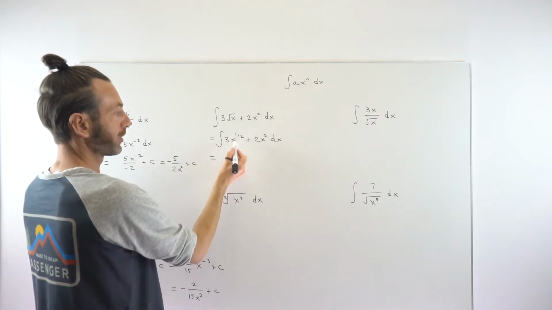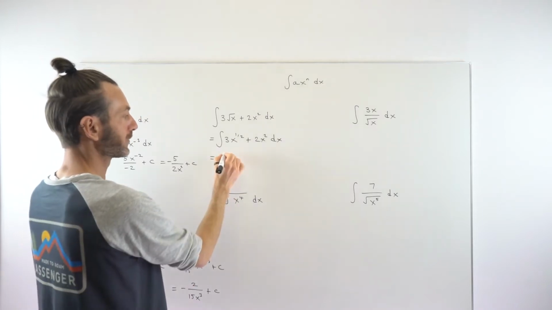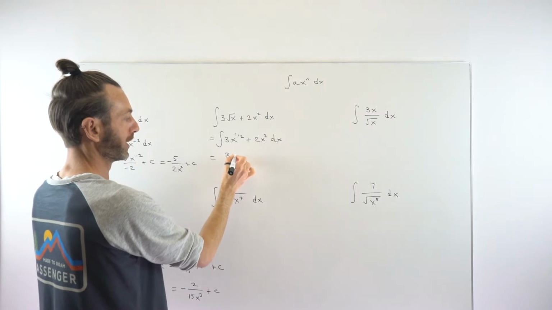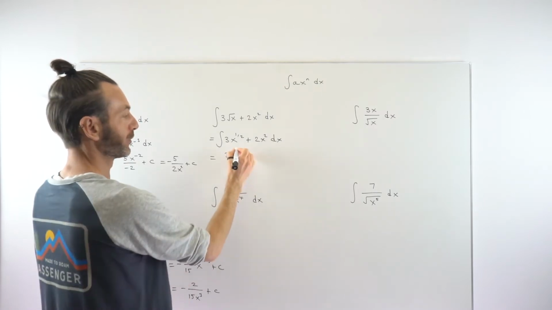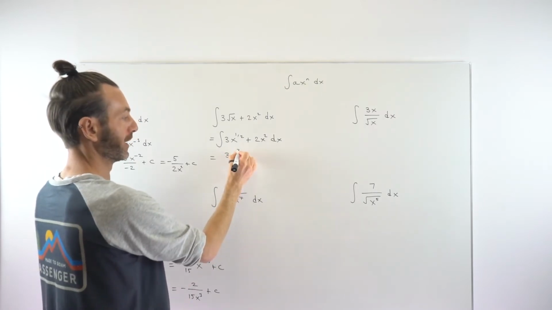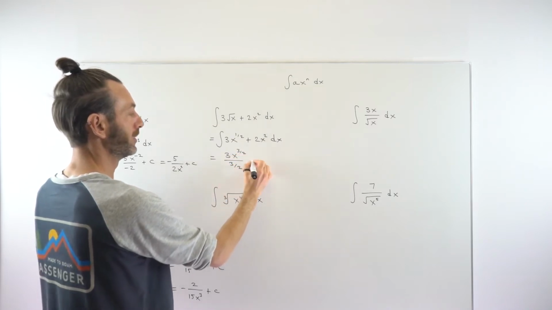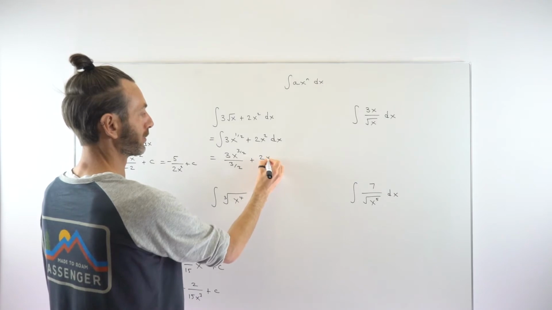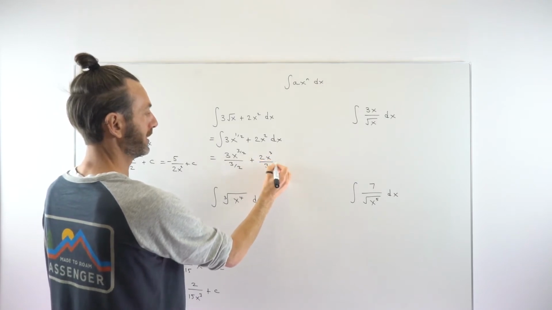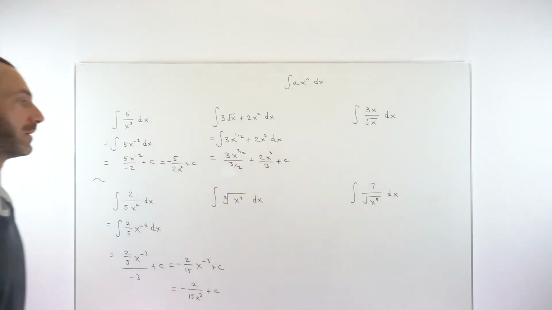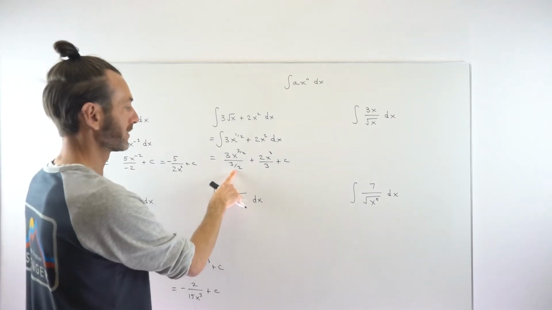So we're going to increase the power by 1 and divide by the new power. So when you increase the power on a 1/2 by 1, it goes up to 1 and a 1/2, otherwise known as a 3/2. And then we're going to divide by 3/2. With the second term, the power goes up to a 3, and we're dividing by 3, and again, plus c on the end. We could tidy this up a little.